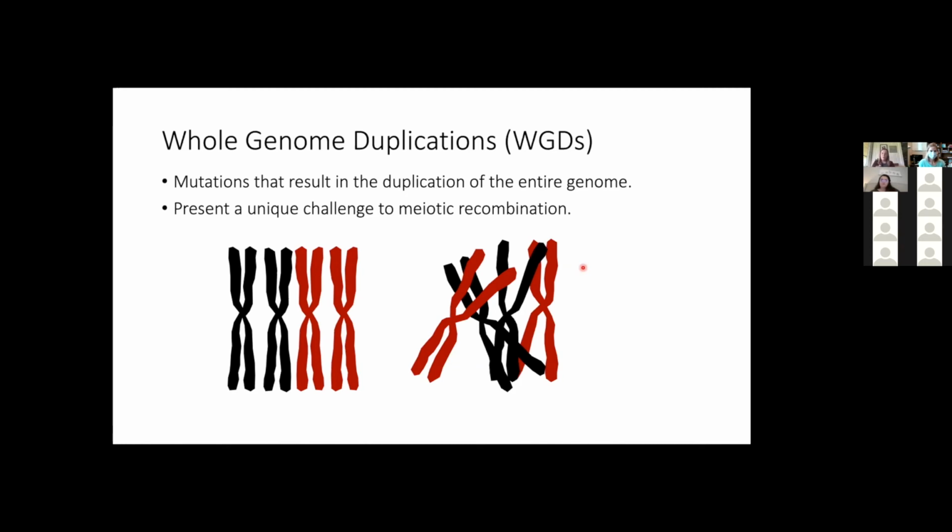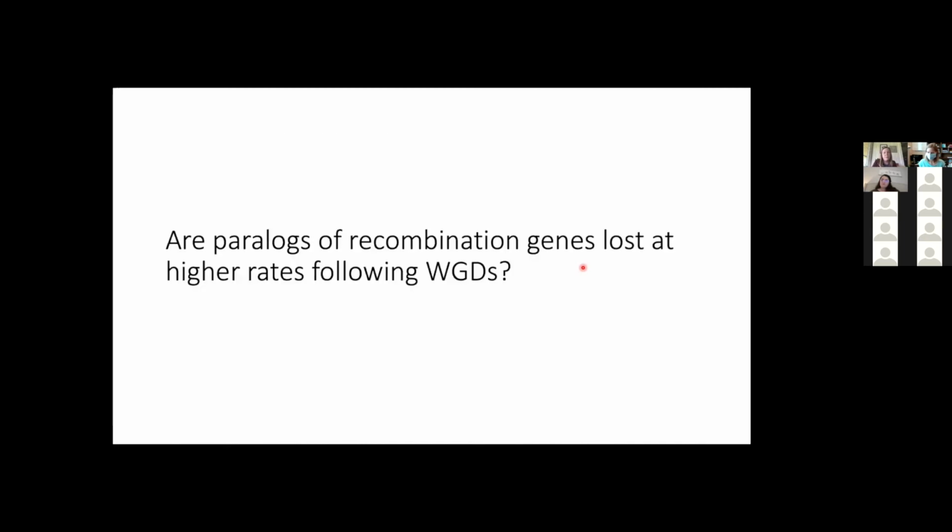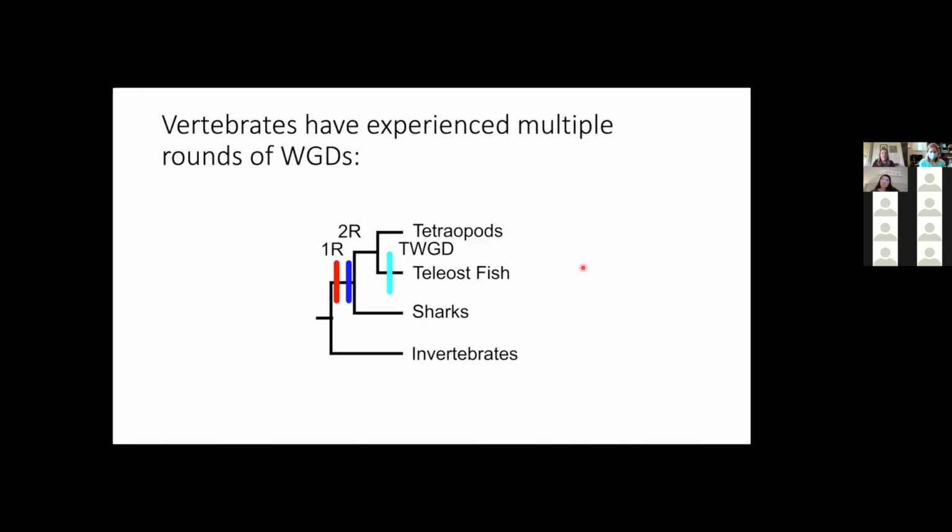And one way to reduce crossover frequency is to reduce copy number of these genes. So all these recombination genes in the pathway itself are also duplicated. And so we hypothesize that you should see a rapid loss of paralogs or duplicates of recombination genes following whole genome duplications. So we wanted to know whether these paralogs, or these new copies of recombination genes, are lost at higher rates than expected in the genome following whole genome duplications. And we can use vertebrates as a system to look at this, because vertebrates have experienced multiple rounds of whole genome duplication in their evolutionary history.